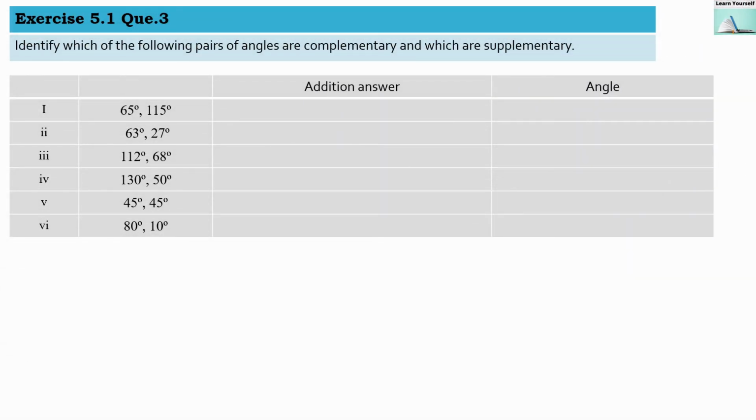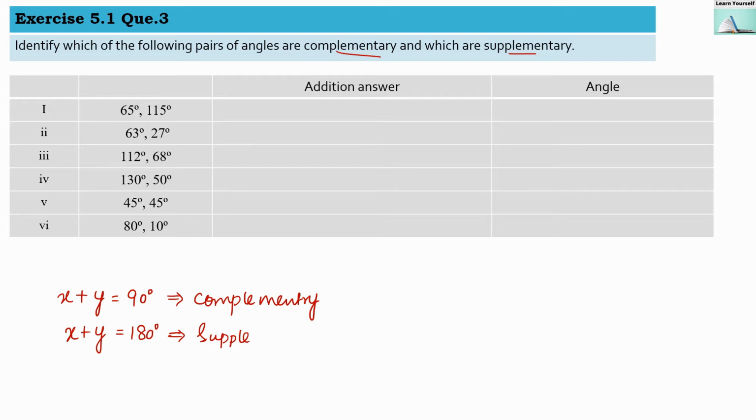Exercise 5.1, question number 3. Identify which of the following pairs of angles are complementary and which are supplementary. To find out whether these angles are complementary or supplementary, we have to add them. When the sum of two angles is 90 degrees, they are complementary. When the sum of two angles is 180 degrees, they are said to be supplementary. So here we have to add all these angles and check whether they are complementary or supplementary.